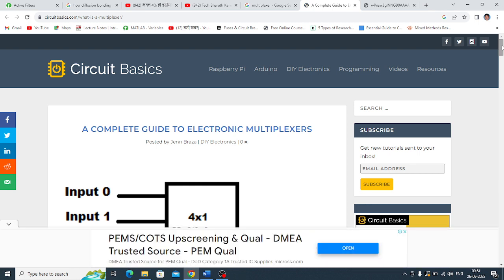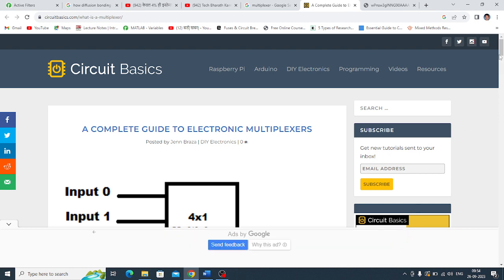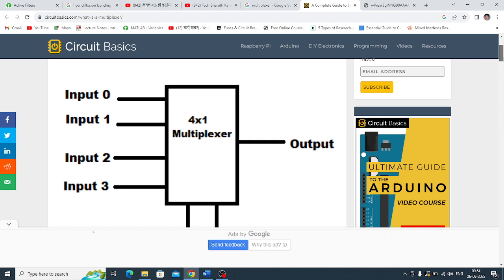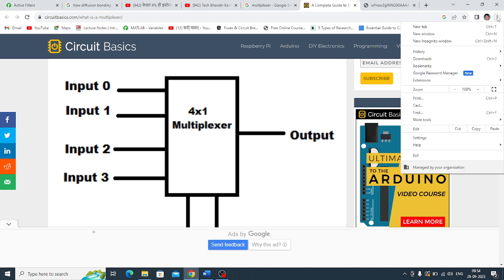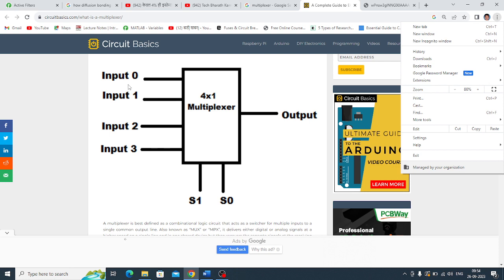Example, you have here 4 inputs, 1 output. Four inputs, input 0, input 1, input 2, input 3 and 1 output. This is called 4 into 1 multiplexer or 4:1.